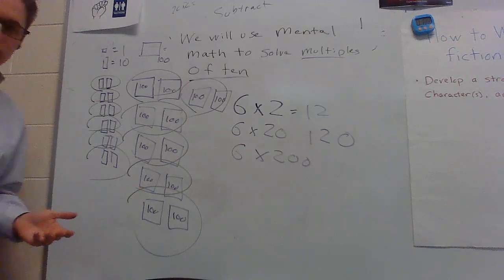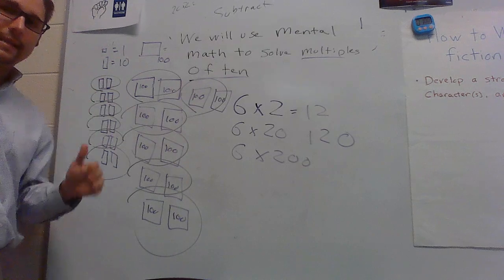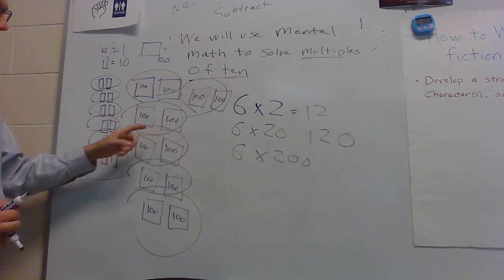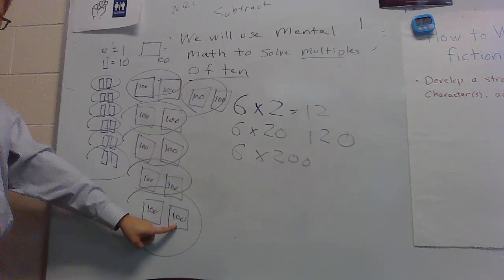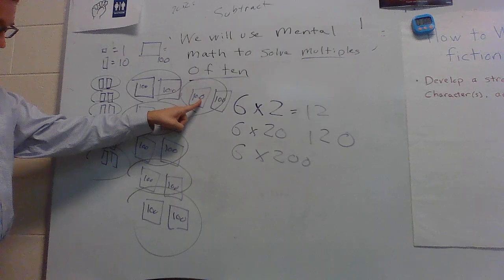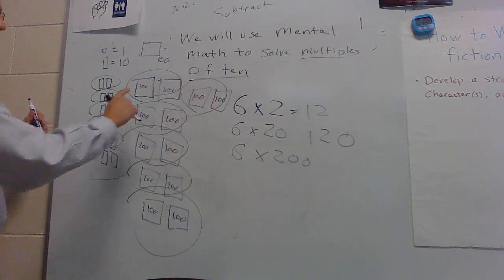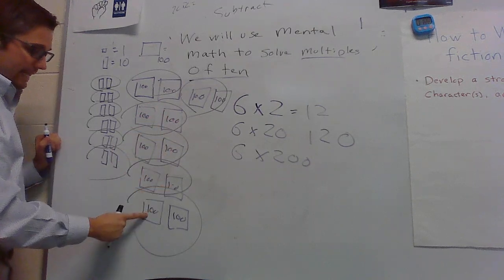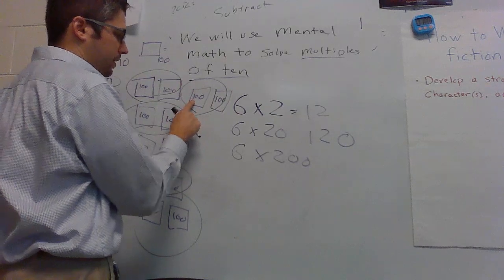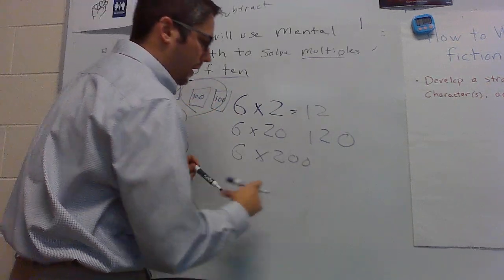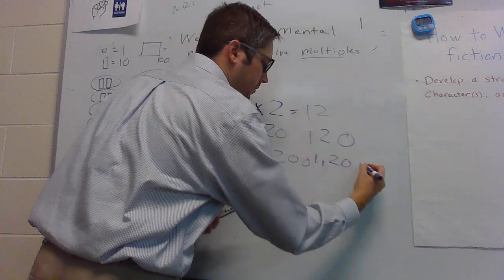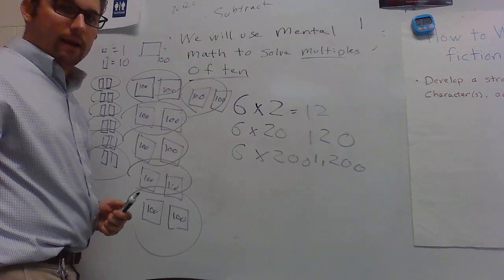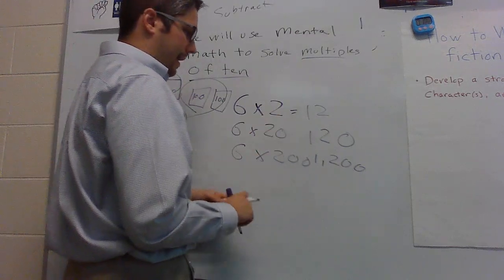Remember, multiplication is just repeated addition. We're repeatedly adding 200. 100, 200, 300, 400, 500, 600, 700, 800, 900, 1000, 1100, 1200. Take a look at these products. Do you notice a pattern?